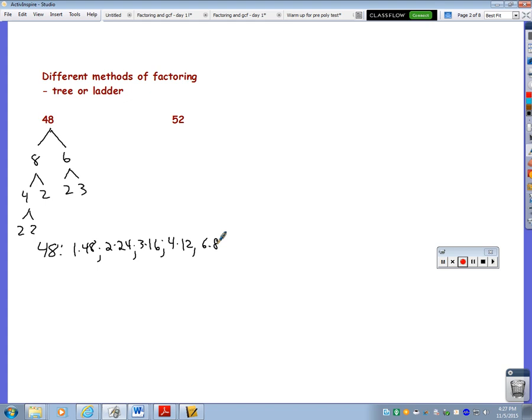Now, if you want to use what's called the ladder factoring, it looks like this. 2 goes into 52 26 times. 2 goes into 26 13 times. So the factors of 52 could be 1 times 52, 2 times 26, or 4 times 13. So by rearranging your different prime factors, you can get several different sets of factors.